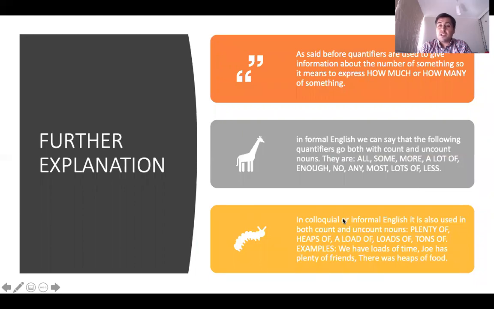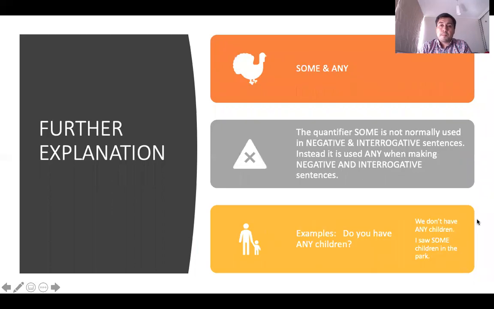In informal English, we also have some expressions that go with both countable and uncountable nouns. They are plenty of, heaps of, a load of, loads of, tons of. For example, we have loads of time. Joey has plenty of friends. There was heaps of food.